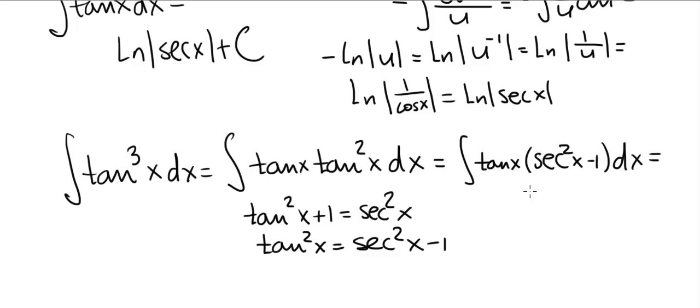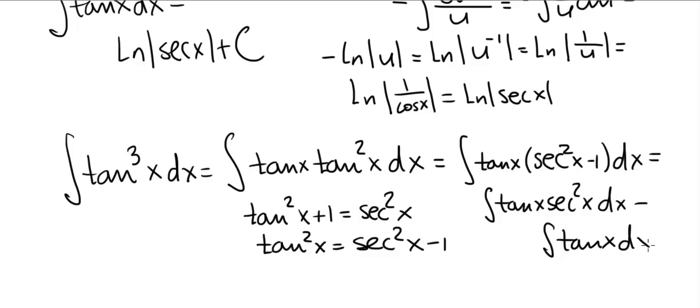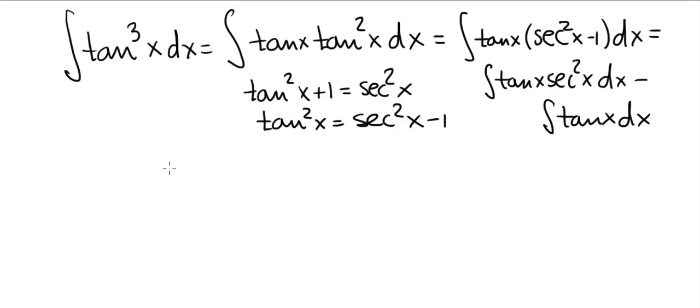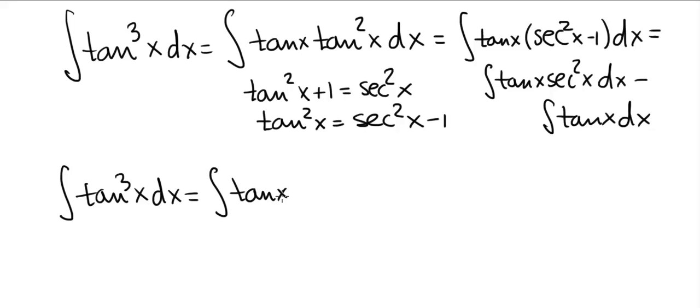So we really have two integrals. The first integral is tan x secant squared x, and minus the integral of tan of x. Let me write this once again. We have the integral of tangent cubed equals the integral of tangent x times secant squared x minus the integral of tangent x.